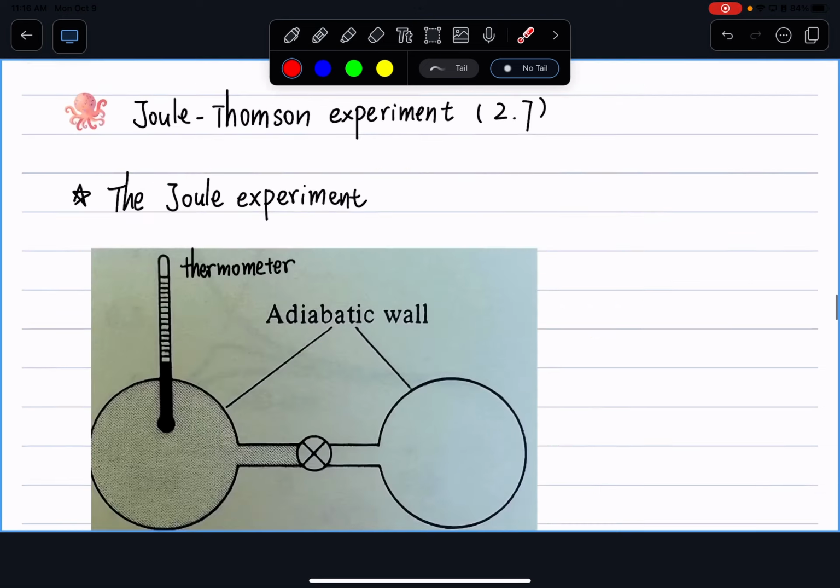And both tanks are surrounded by adiabatic wall. If you remember what adiabatic wall means, it means we have no heat flow between the inside and outside of the tank. So the total heat flow, if we're considering A plus B as our system, equals 0. And also our gas does no work on the surroundings. So our gas does no work on the wall of these tanks.